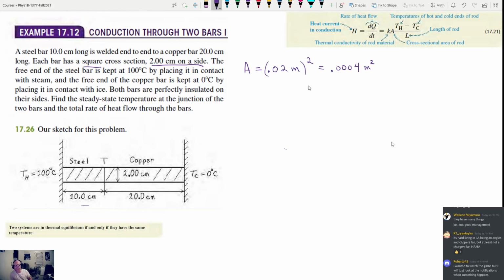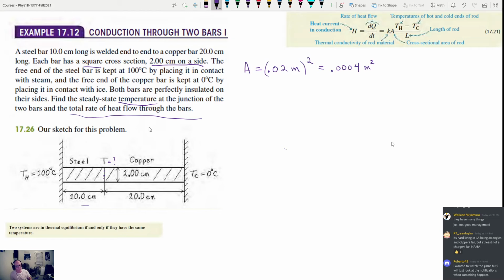All right. The free end of the steel bar is kept at 100 degrees Celsius by placing it in contact with steam. The free end of the copper bar is kept at 0 degrees Celsius by placing it in contact with ice. Both bars are perfectly insulated on their sides. This is totally ridiculous. There's no such thing as perfect insulation. But, whatever. It's a physics problem. This is always what they do. Find the steady state temperature at the junction of the two bars and the total rate of heat flow through the bars. So those are the two things. We need to find temperature and heat flow rate through the bars. And the temperature we want to find is right here, right at this contact point.